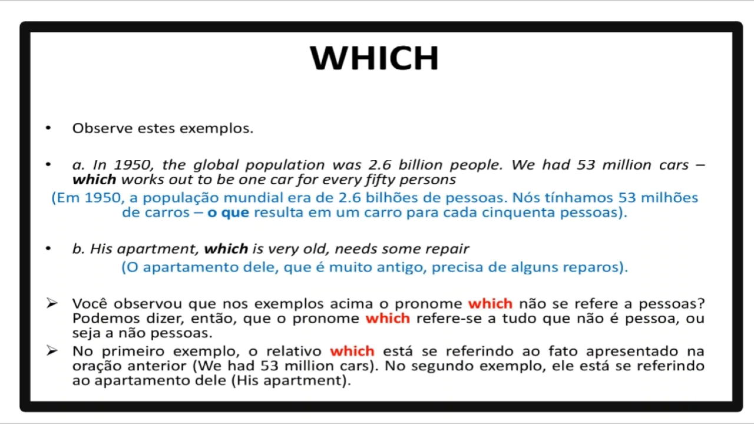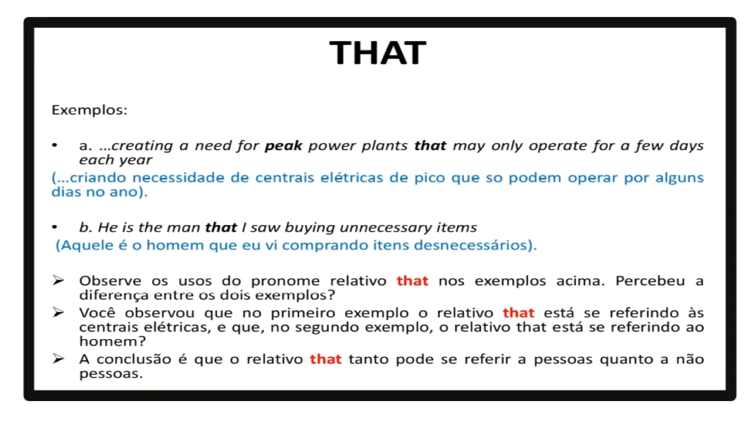In the first example, the relative which is referring to the fact presented in the clause before, we had 53 million cars, and in the second example, it's referring to his apartment. Notice that which was used in sentences that can be easily taken from the whole text. We can say that they are optional clauses, optional sentences. And how do we know this? They come between commas. They are accessories. This is very important to understand the next pronoun.